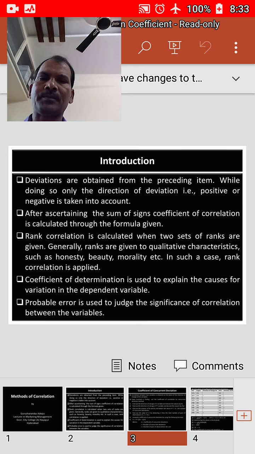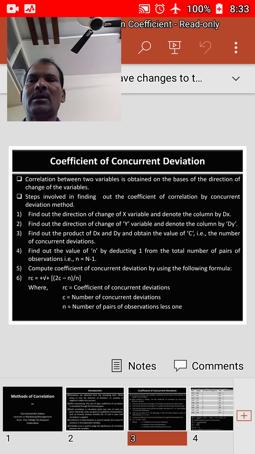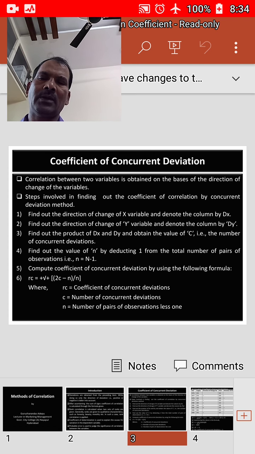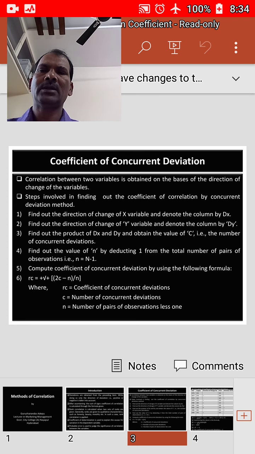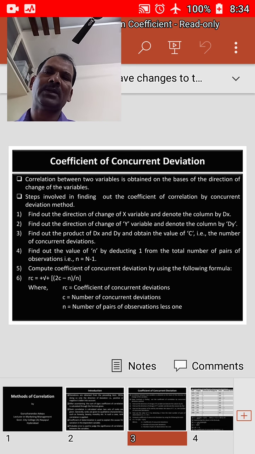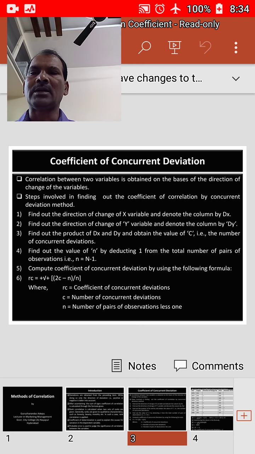According to this method, correlation between two variables is obtained on the basis of the direction of change of the variables. The procedure followed to find out the coefficient of correlation by this method is, first, find out the direction of change of the x variable, and denote them in a column by dx.